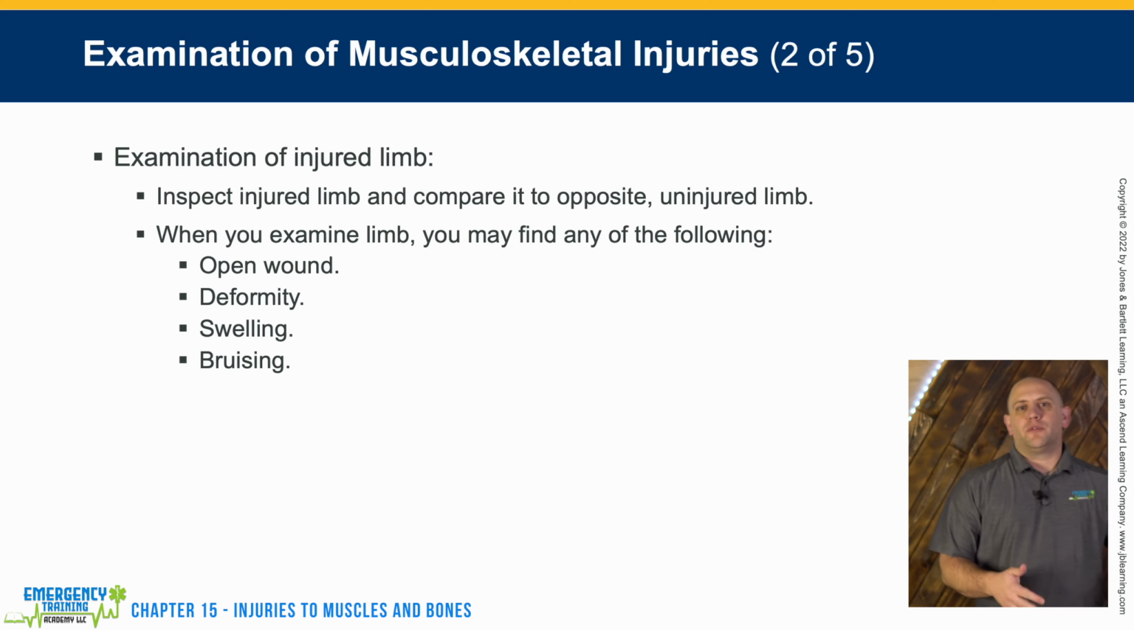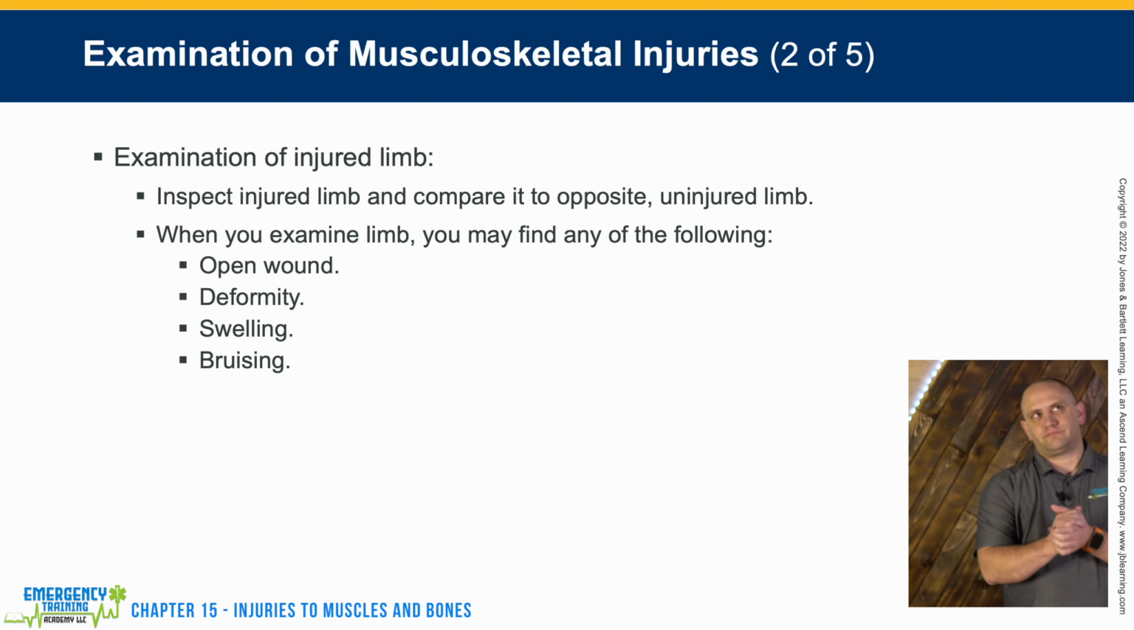Once we have gone through our general impression and taken care of our life threats in our ABCs, then we can go ahead and start doing a more focused inspection of the limb. As we're doing this inspection, we want to compare each limb, so we can go ahead and start inspecting the injured limb.